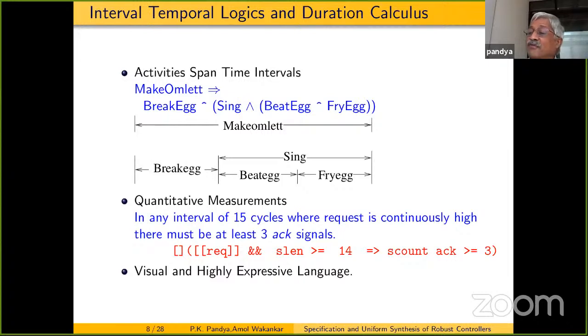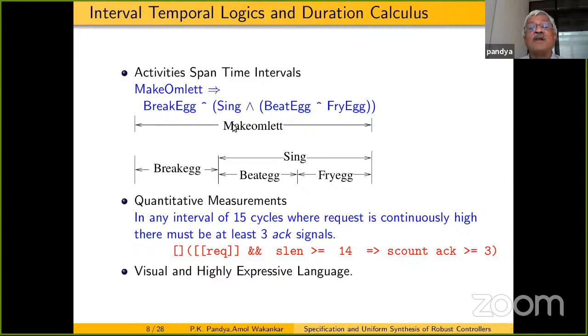It's a bit like the difference between Fortran programs and structured programs, where you have sub-programs and you compose them using if-then-else, or sequential composition or parallel composition, rather than talking about what is the next assignment to be executed, and the next assignment to be executed. So here is my example. This is my way of making an omelette. Making an omelette takes time. It spans a time interval, starting at this point and ending at this point.